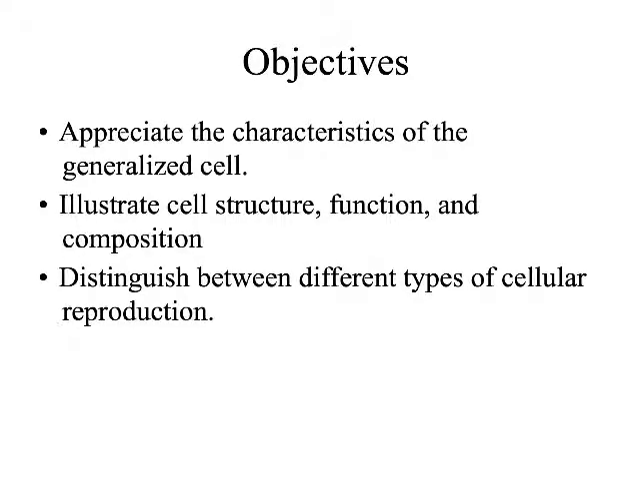So we want to appreciate some characteristics of a generalized cell, which is kind of what I was just showing you, like the organic cellular compounds, illustrate cell function and structure and composition, and then distinguish between different types of cellular reproduction. Those are all going to be the big ways that radiation can play a part in the life of the cell.